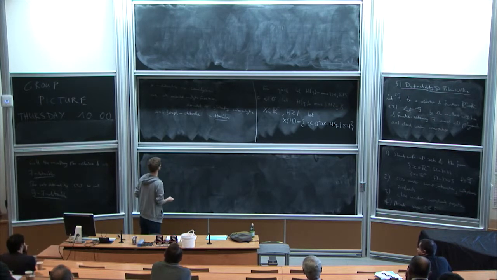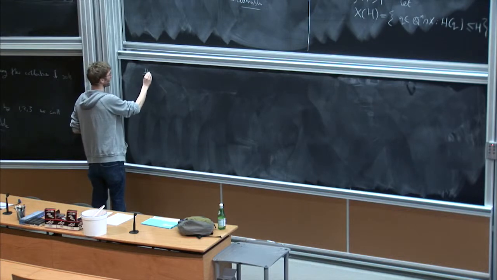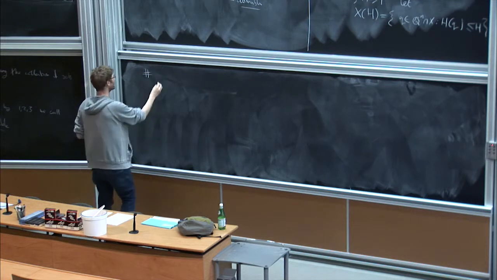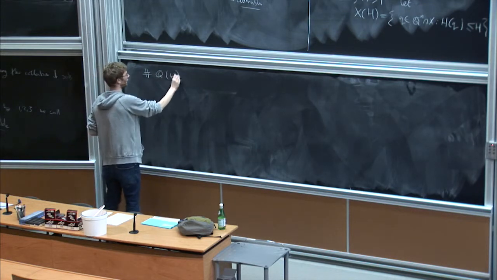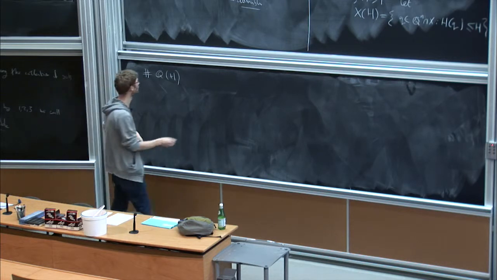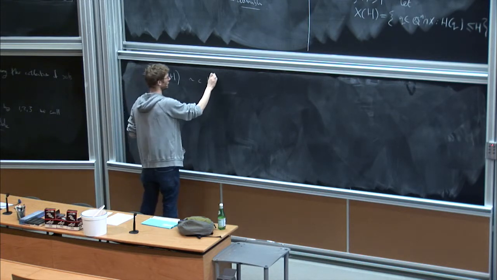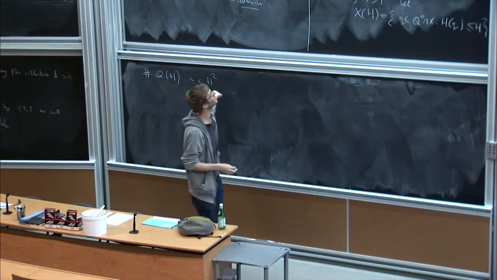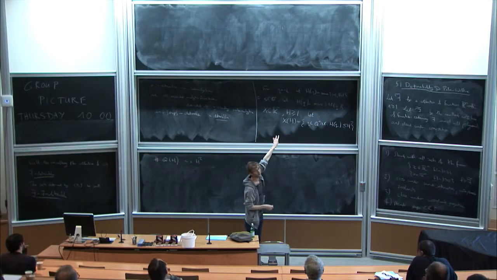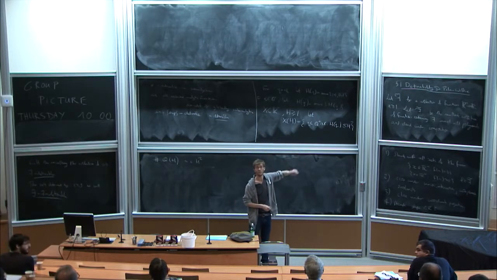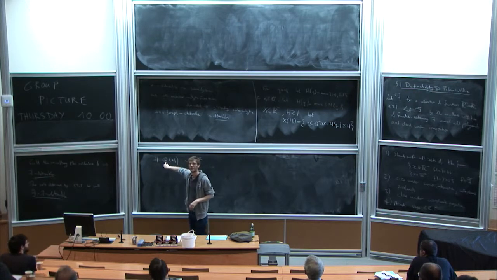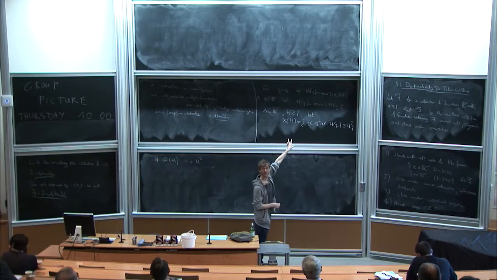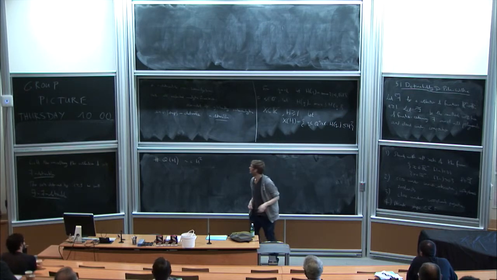But just for instance, if I take x to be Q, and I look at the points of height H, this is about c times H squared, because I have about H choices for A and about H choices for B.